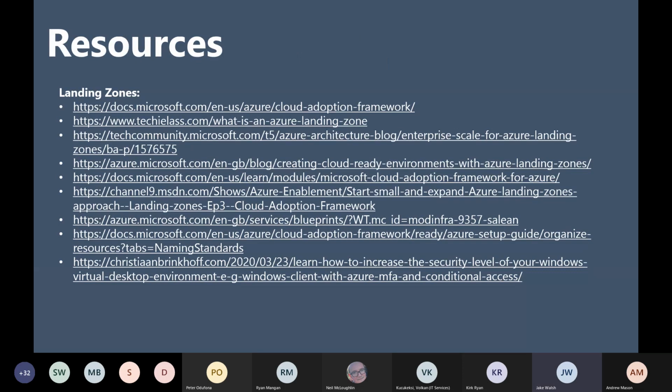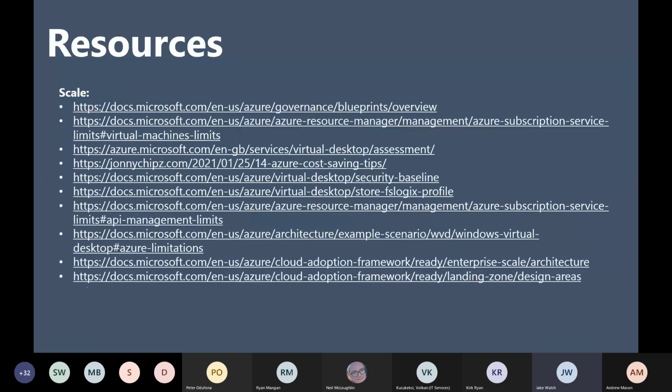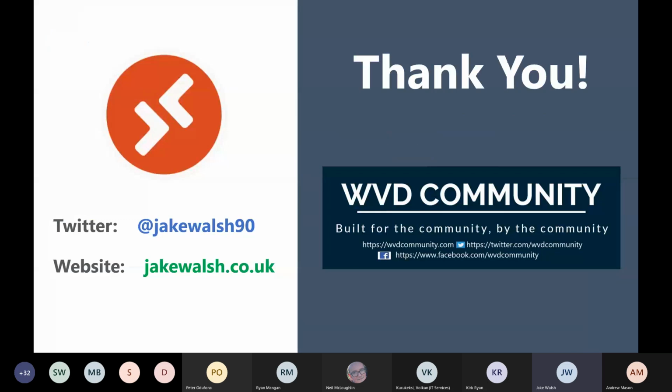2 resource slides. I won't spend any time on those because they get shared afterwards. But yeah, these are all kind of things that are well worth a look. One on landing zones, one on scale.